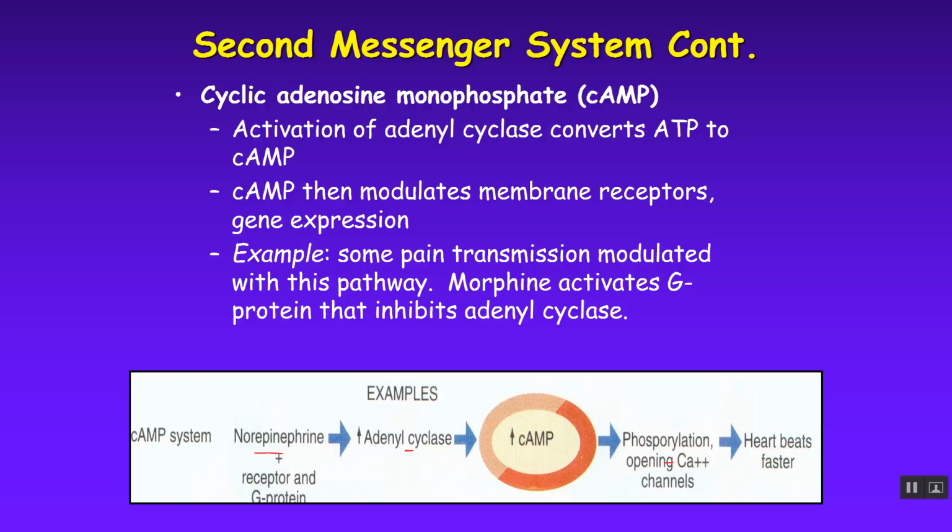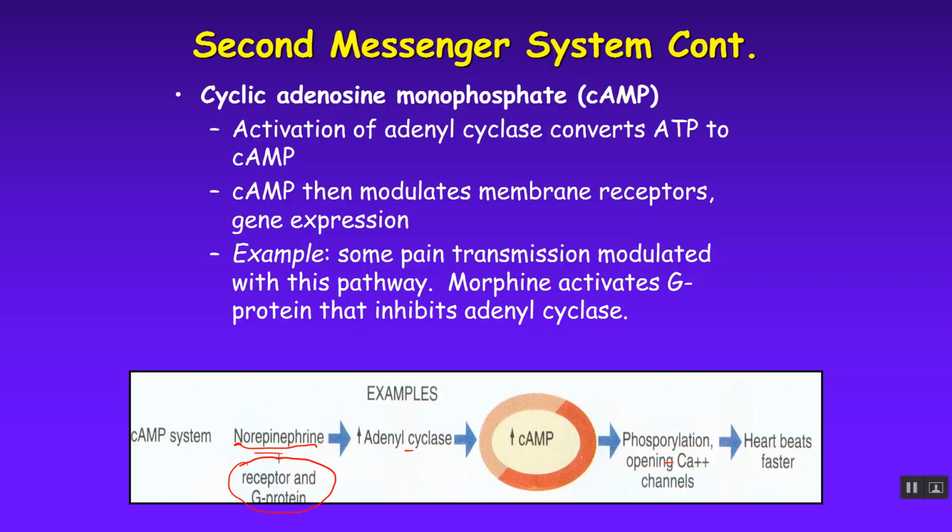So one of the second messenger systems that's commonly talked about is called the cyclic AMP system, or the cyclic adenosine monophosphate system. So what happens is you have norepinephrine, a neurotransmitter, that binds on a G protein mediated receptor on a cardiac muscle cell, okay?